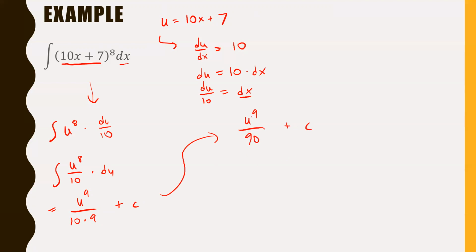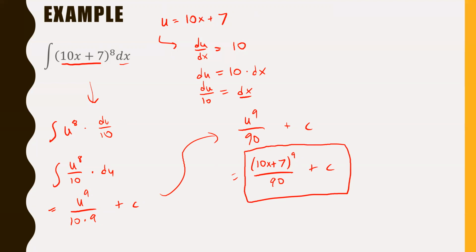But we never want to leave our answer in terms of u. We want to go back to what we started with. What we started with, of course, was u is 10x plus 7. So this is actually, in brackets, 10x plus 7 to the power of 9 over 90 plus c. And here's the good news. This is a polynomial to the power of 9. That would be an absolute nightmare to try to expand. So this is where we get to box our answer and say, you know what? We're done. We're good. That is the integral, the antiderivative, in other words, of our function.